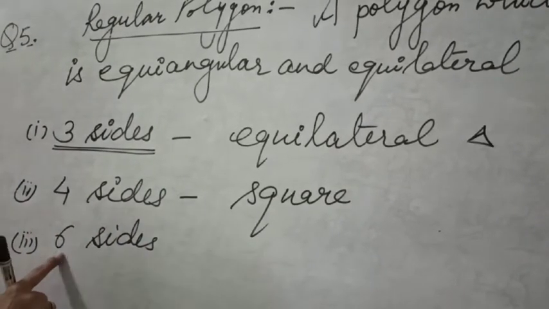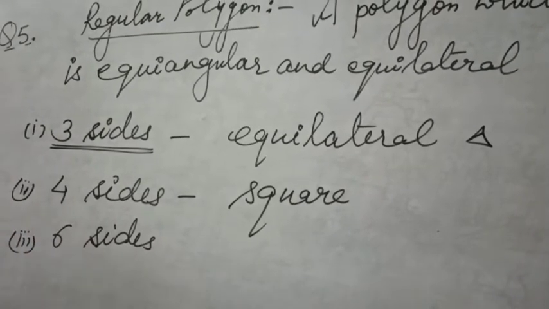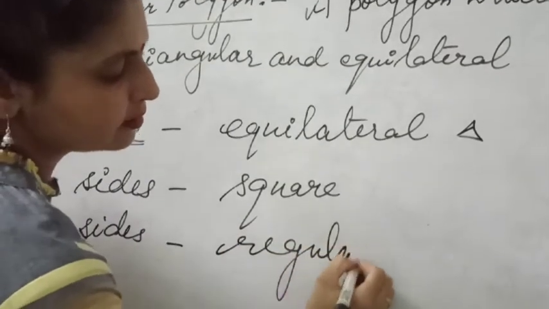The next one is a 6-sided polygon, regular. If it is a regular polygon of 6 sides, what will be the name given to that? That's regular hexagon.